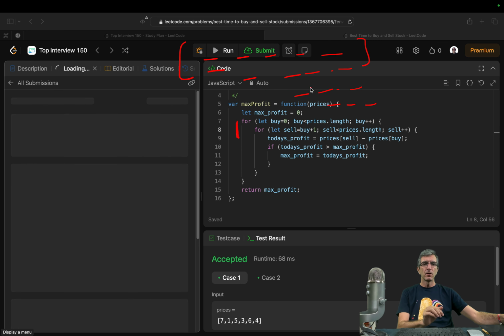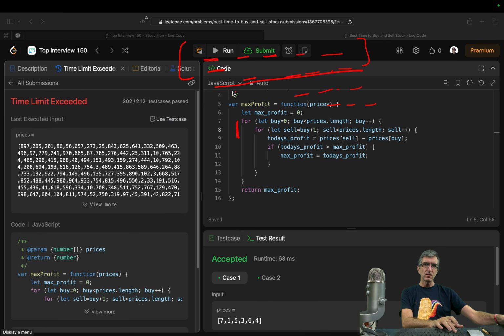To make it simpler, you can imagine that I'm checking this with everything. I'm checking this with everything. I'm checking this with everything. That would be the simpler solution. And this says time limit exceeded.